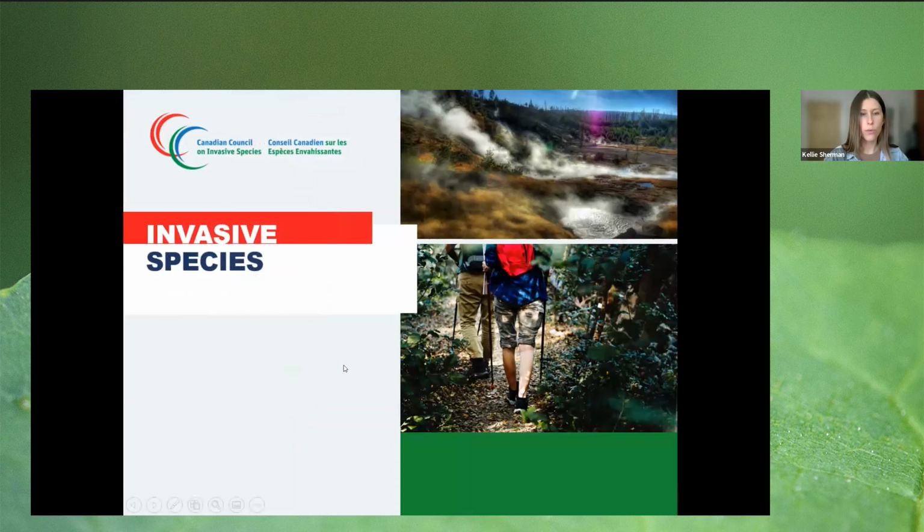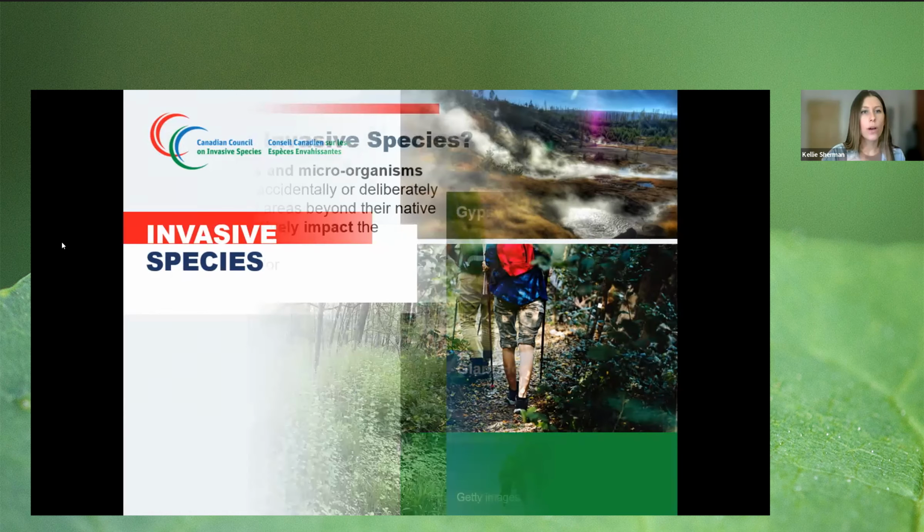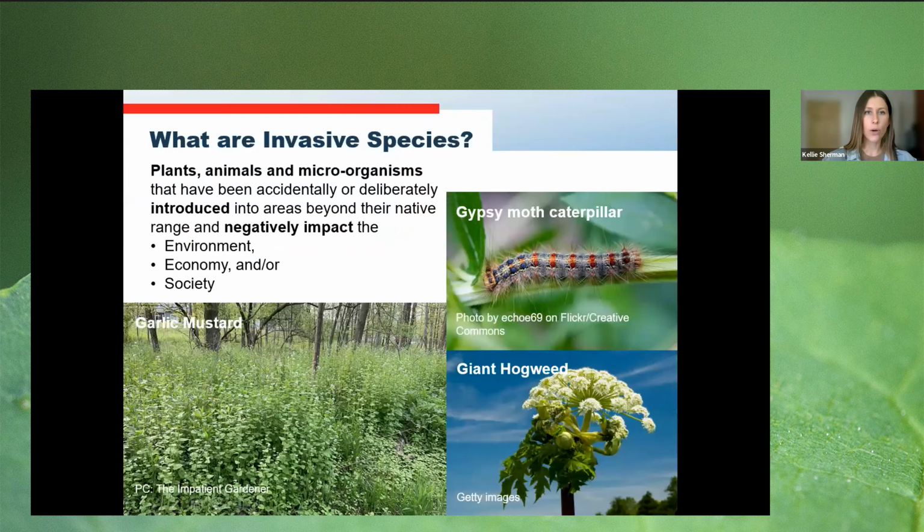Okay, so moving into invasive species, and again, I'll just briefly touch on this, and what defines an invasive species. So James was referring to introduced species in iNaturalist. Introduced species generally are species that are non-native to Canada, but really what makes an invasive species invasive is that it has a negative impact on the environment, economy, and our society, including human health. So it can be plants, animals, or microorganisms that have been accidentally or deliberately introduced into areas beyond their native range. But like I said, they really do cause that detrimental impact.